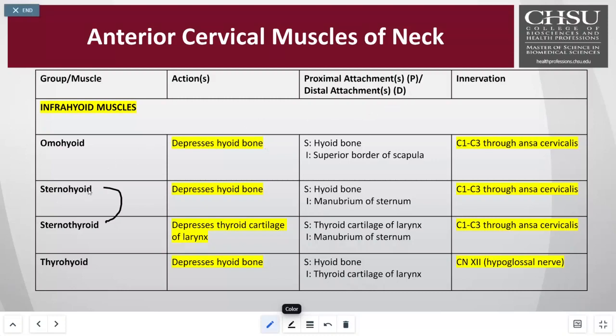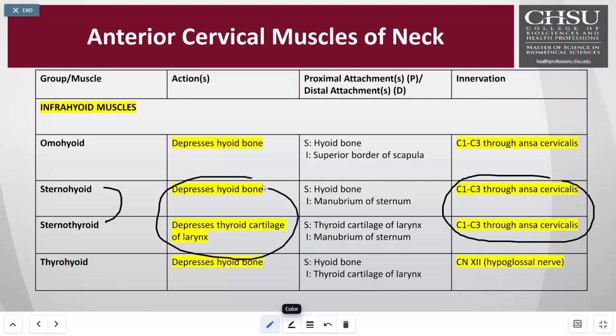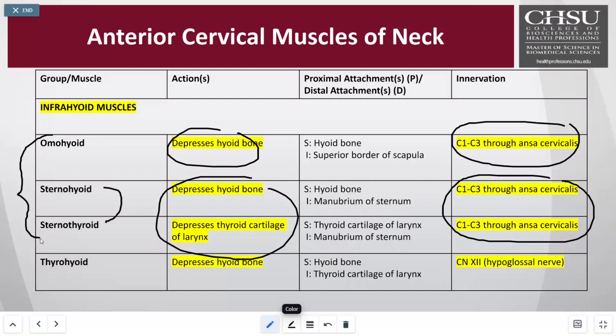Both sternohyoid and sternothyroid are innervated by C1, 2, and 3, the ansa cervicalis. And generally the function is to depress. There's so much overlap, that's why I group them together. Omohyoid is a little bit bigger, more noticeable. This one depresses the hyoid bone, also C1 to C3. So omohyoid, sternohyoid, sternothyroid, these 3 are generally all this. It should be pretty straightforward. It's depressing the hyoid, pulling it down.